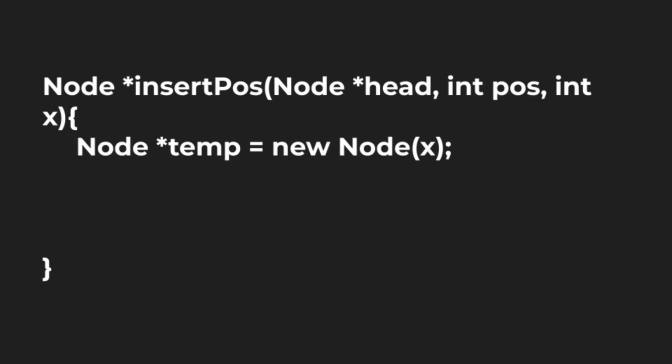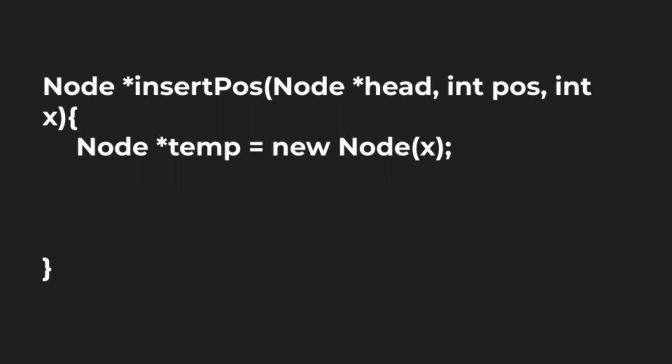Welcome back everyone. In this lecture, we're going to talk about inserting a node at a particular position in a linked list. And as always, we will create a function. This function will take three arguments: head, position, and value. And as always, we create a temporary node with a given value.